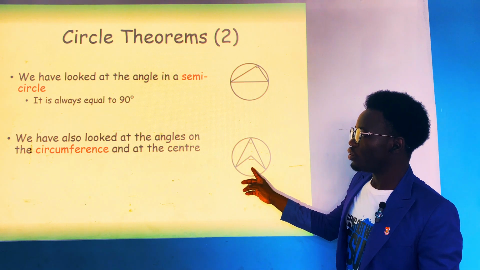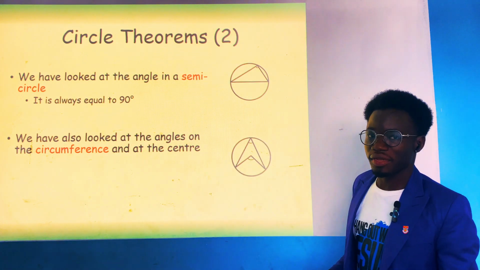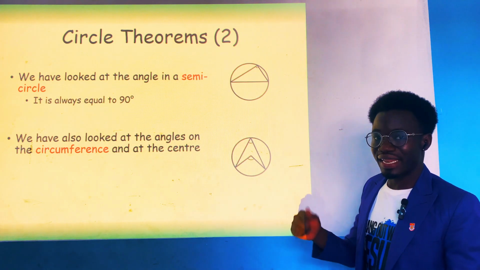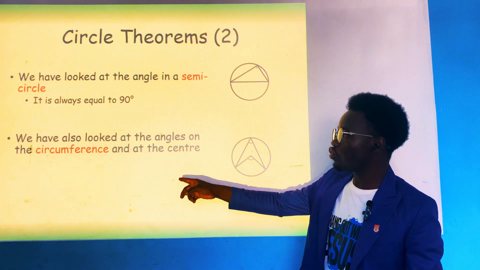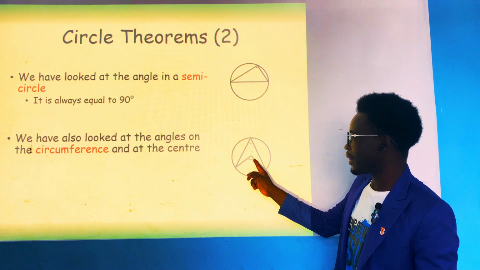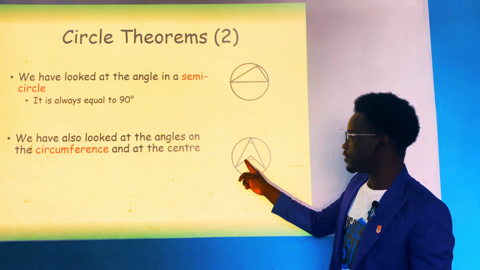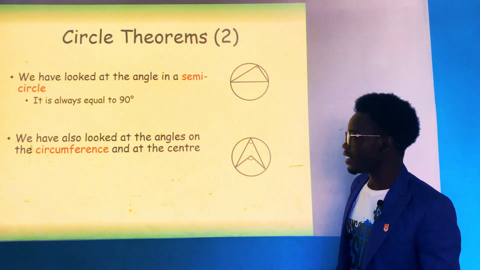We also looked at this. We have also looked at this in the previous video. I'm just recapping so that you can go and watch. The link will be kept in the description. So this angle here is half of the angle here. This angle here is half of the angle here, right? So it means this angle is twice the one at the top.